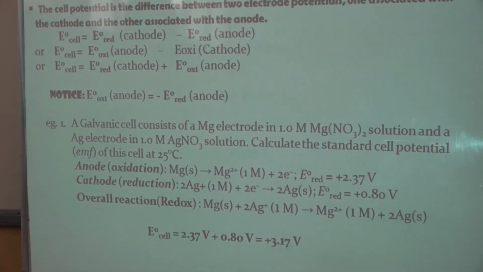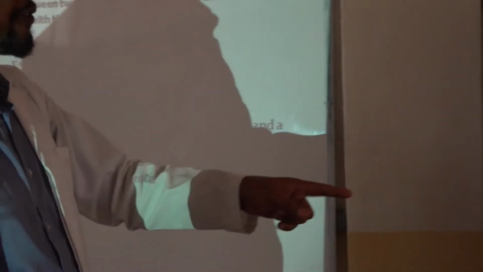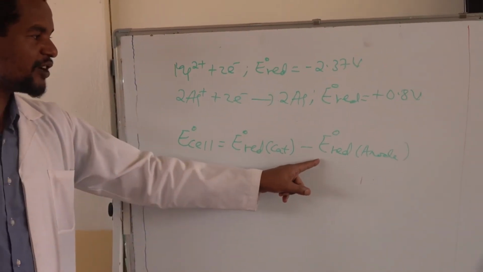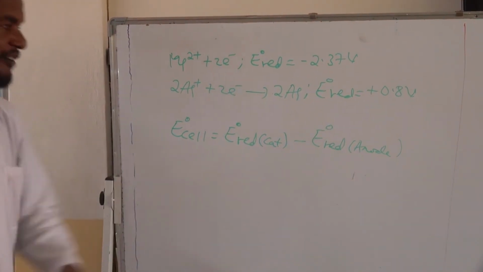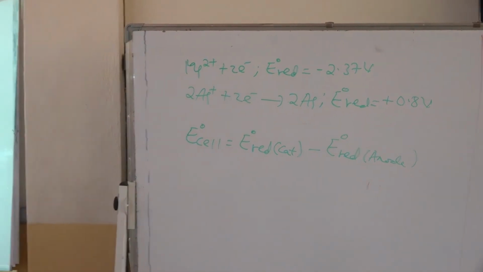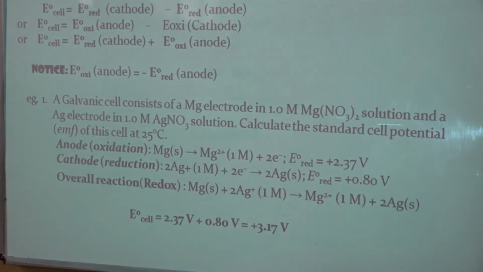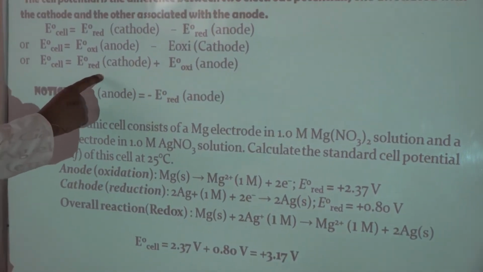So how can you calculate? The formula here is E of cell can be calculated by E of reduction at cathode minus E of reduction at anode. But we don't have E of reduction at anode. Rather, what is given is E of oxidation at anode. In this case, you can use the second formula.